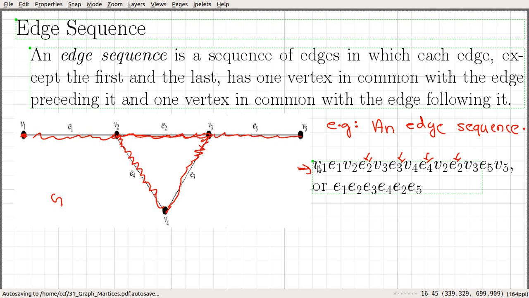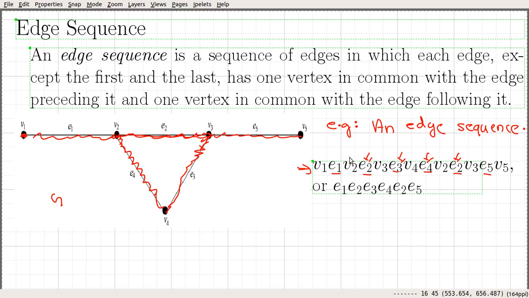We can also write this edge sequence by listing only the sequence corresponding to the edges. So here we can see that the first edge is E1, so E1 can be copied here, E2 next, E3, E4 next, then E2 and E5. Either we can use this one or this as the edge sequence, both are the same.